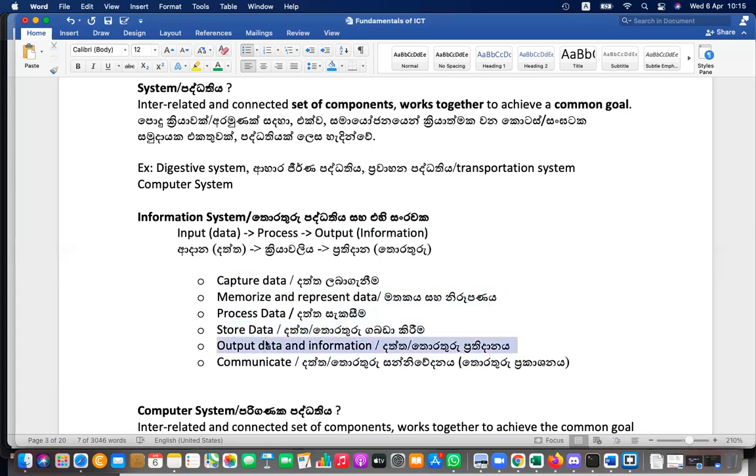And after that, you have to give it. Keeping it is not enough. You have to give it away. You have to output, and you need to communicate. Communicate means, let's say I'm just talking and I have stopped my meeting. If I'm talking, there is no point.